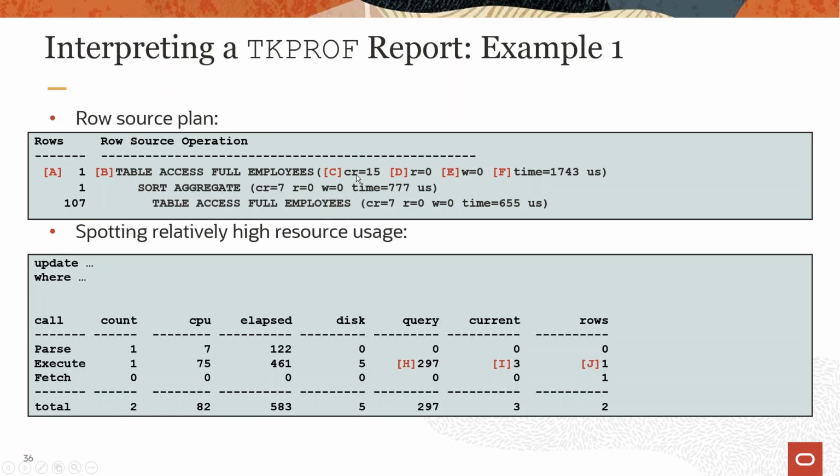Then the consistent reads, the reads and the writes will show you I/O statistics. So CR stands for consistent reads, D stands for the number of physical reads that should have been done, and E stands for the number of writes. These statistics can be useful in identifying steps that read or write a particularly large proportion of the overall data. And then you have the timing statistics, which show you the cumulative elapsed time for the step and the steps that have preceded.